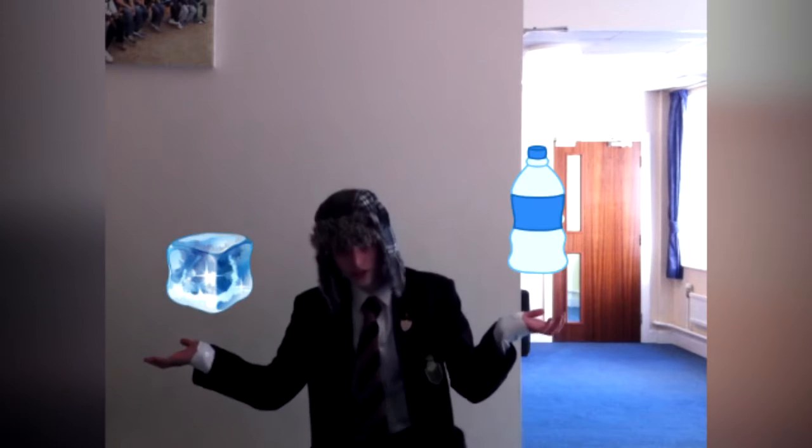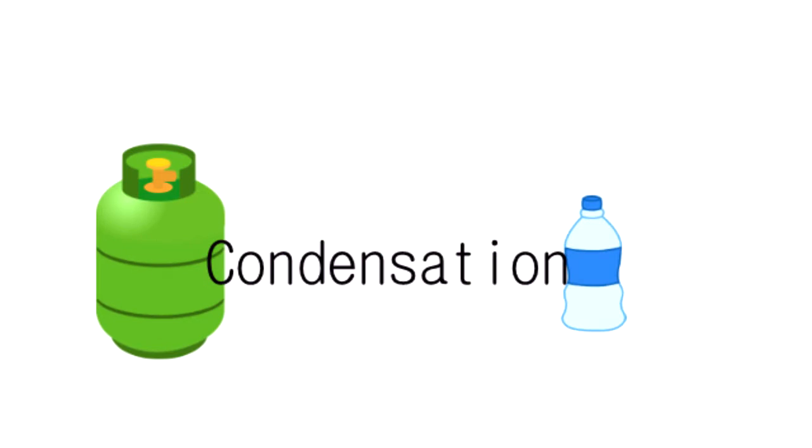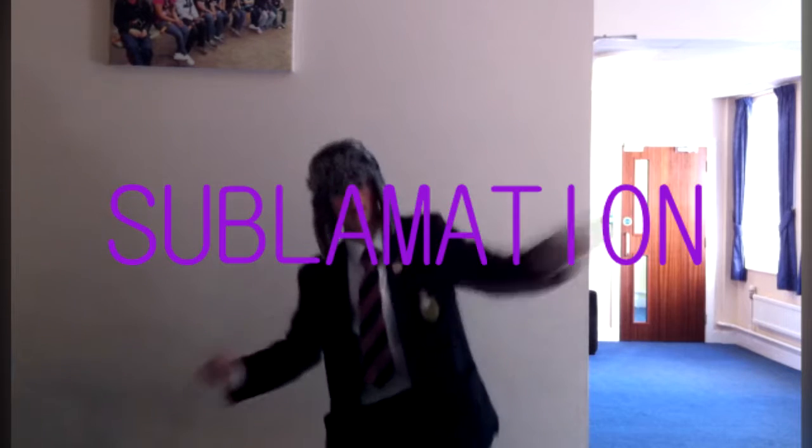Now here's Stan to tell you about changing state. Solid to liquid is melting. Liquid to gas is evaporation. Gas to liquid is condensation. Liquid to solid is freezing. Solid to gas and gas to solid is sublimation.